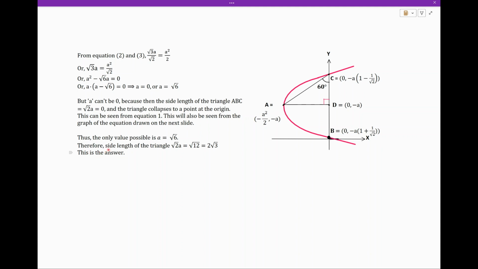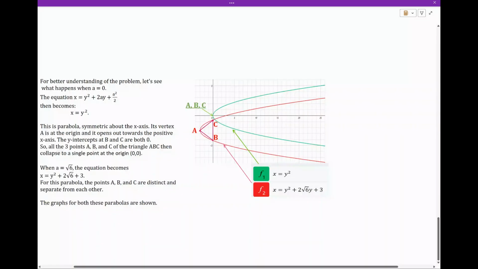So the side length of the triangle is equal to square root of 2 multiplied by a, and that is equal to square root of 12, and that is 2 square root of 3. This is the answer. But go to the next slide to get more information about this.